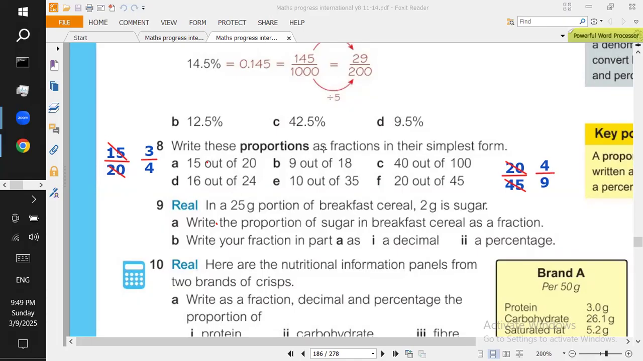And the rest have the same ideas. You just have to write them as a fraction and then simplify them. And this is how you answer a question like this. Now let's move on to the next question.